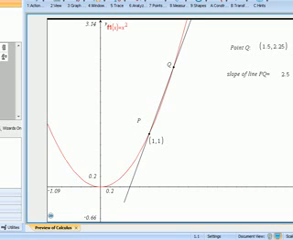So back to our tangent line problem. We have a curve. And what we want to talk about is, let's find the equation for a line tangent to the curve at point P.